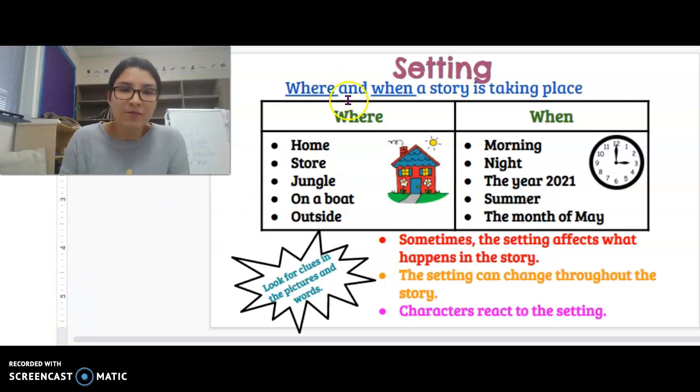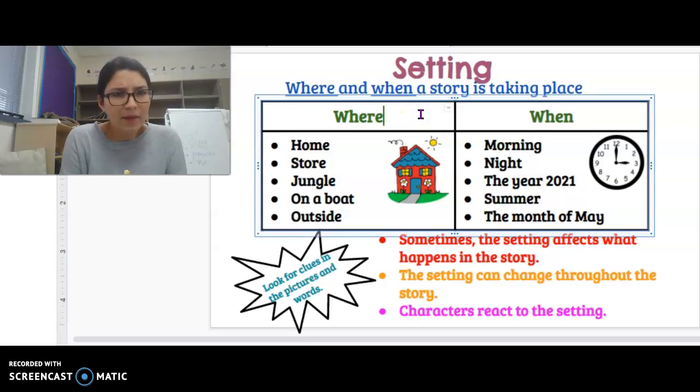I have some different examples for where and when. When we think of where the story happens, it can happen in different places, right? So here are some examples that I wrote. It can happen at home, the store, the jungle, on a boat, or outside, or many other places, right? And then when. So when does the story take place? Is it during the morning, at night, in the year 2021, during summer, or maybe in the month of May, right?